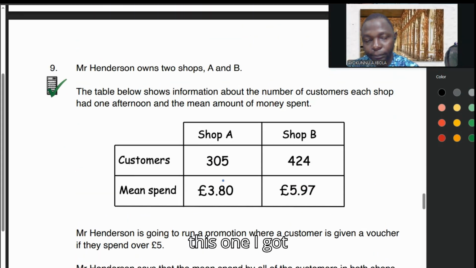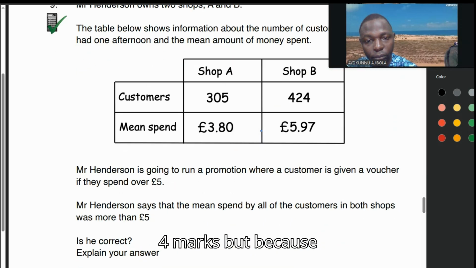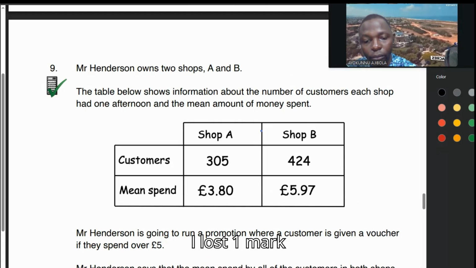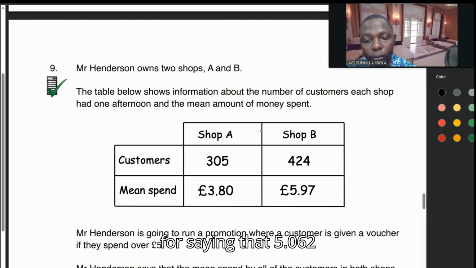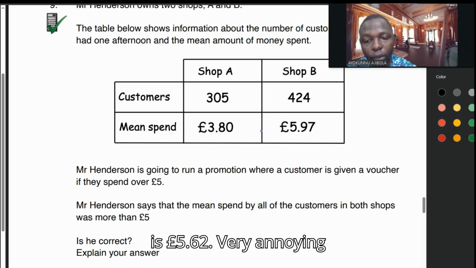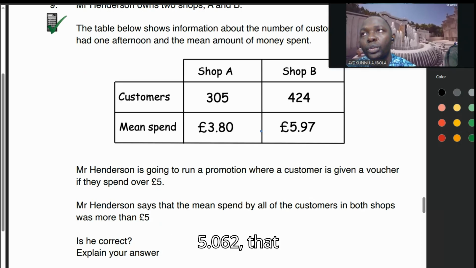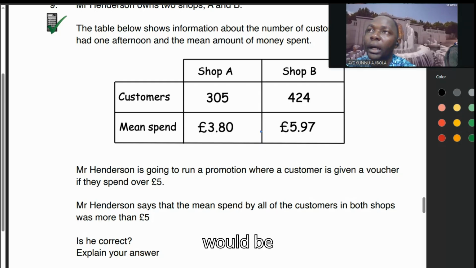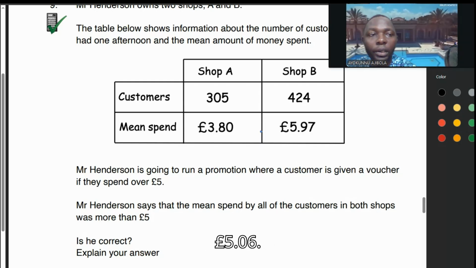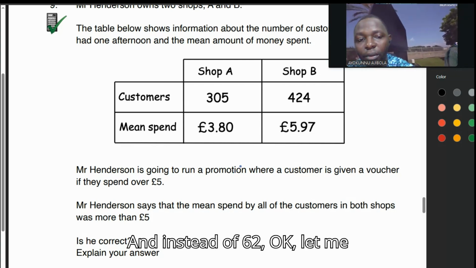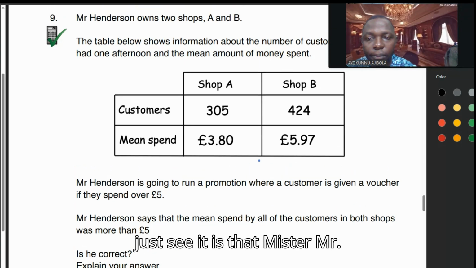Now number 9. This one I got 4 marks, but I lost 1 mark for saying that 5.062 is £5.62. Very annoying mistake. 5.062 would be £5.06 instead of £5.62.